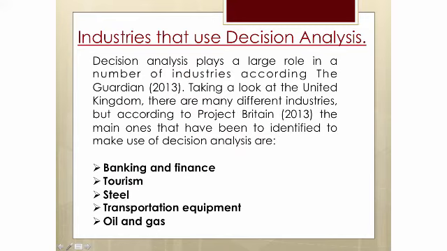Now, taking a look at industries that use decision analysis. Globally, there are a variety of industries that are responsible for both the good and the bad that happens in the world. This good and bad is determined by the various decisions that are made within these industries. According to The Guardian, decision analysis plays a large role in a number of industries. Taking a look at the United Kingdom, there are a number of industries, but the main ones that are seen to use decision analysis are banking and finance, tourism, steel, transportation equipment, oil, and gas.